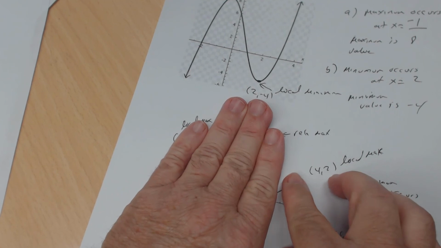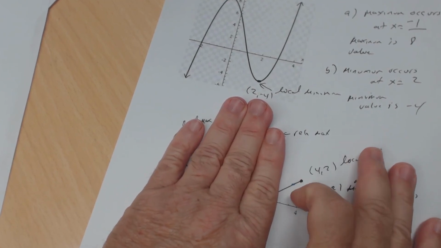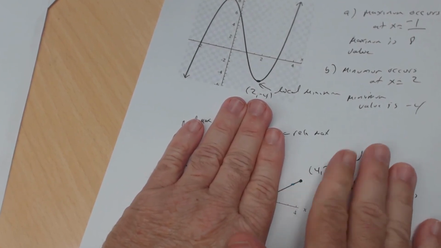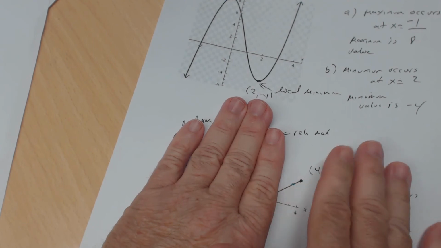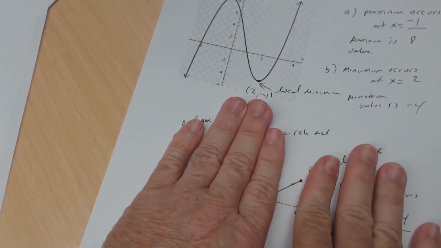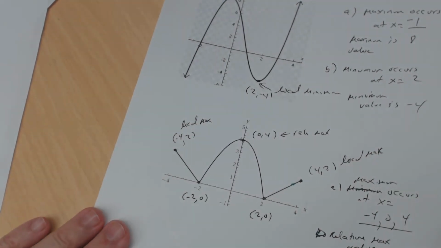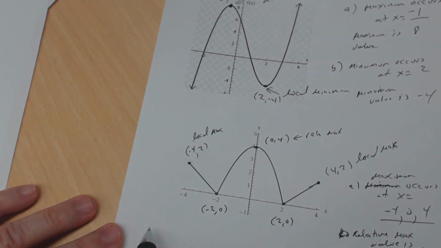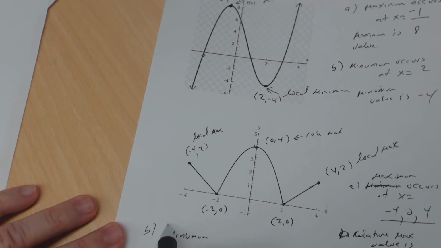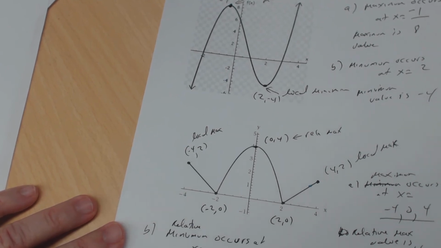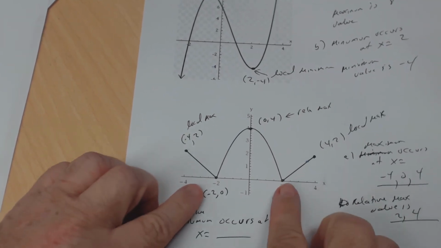In this localized area, cover everything else. This little area right here, this local area, the largest y value I get is 2. Okay? All right, let's talk about the minimum. The relative minimum occurs at x equal blank. All right, so there are two places.